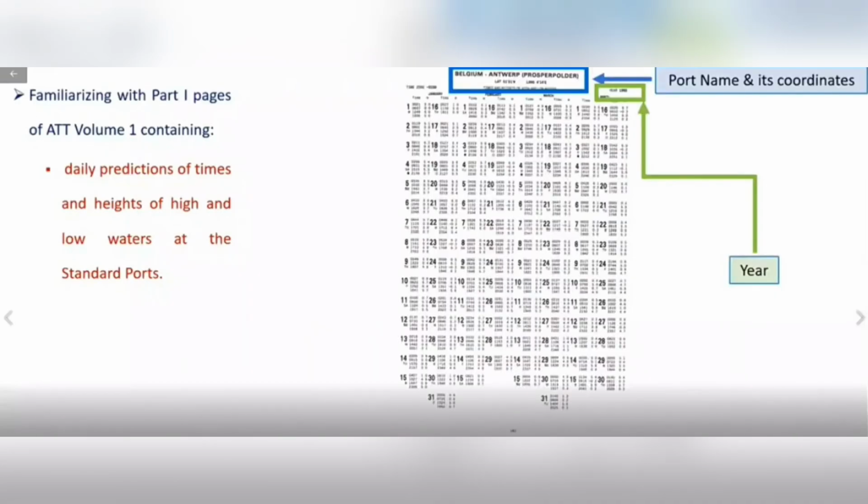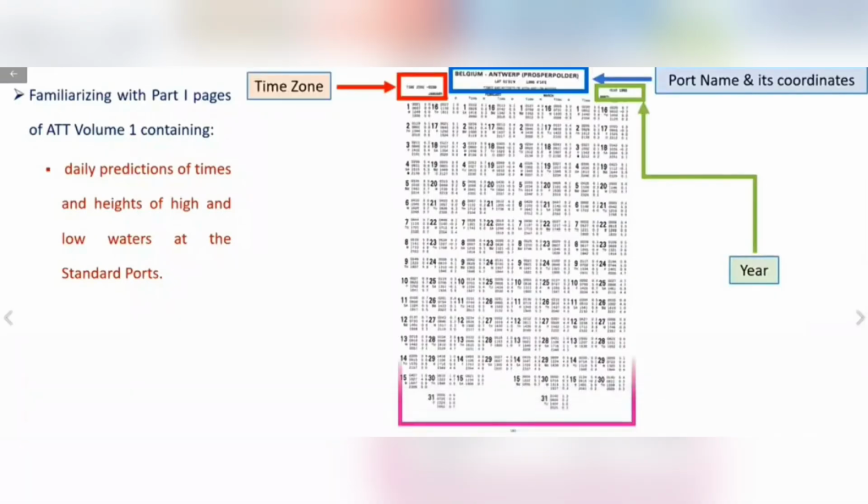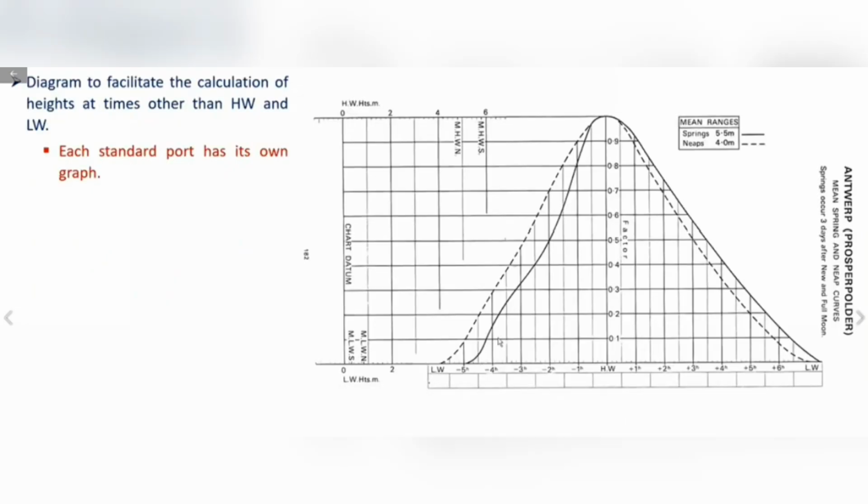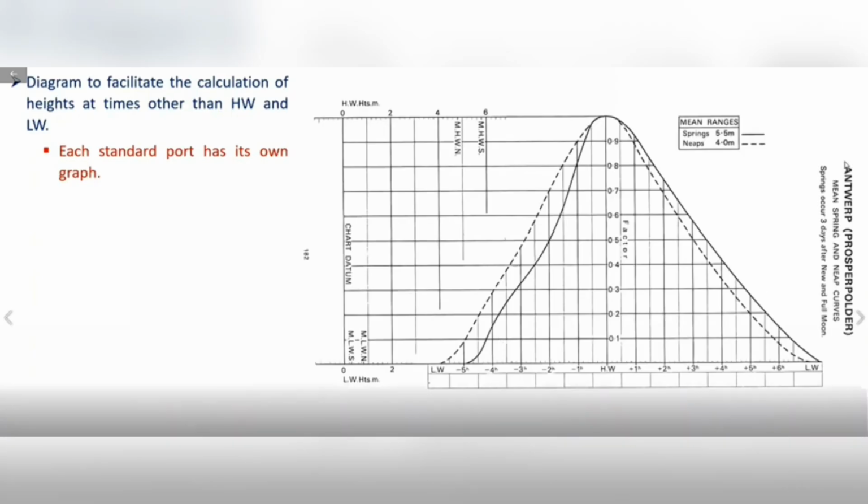Okay, so to just give you a recap, this is the daily page of the almanac where you have the daily prediction. This is the diagram which we get in volume 1 for each and every standard port. A different diagram is used. This is the diagram for Antwerp.